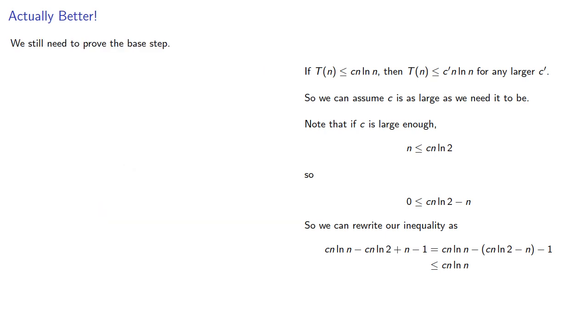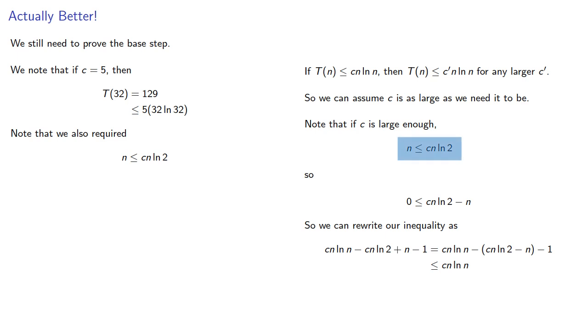Note we still need to prove the base step, and so we note that if C equals 5, T(32), that's 129, is in fact smaller than 5 times 32 log 32. Note that we also required that n was less than or equal to Cn log 2, which will be true if C equals 5, n equals 32. And so that tells us T(n) is big O of n log n.